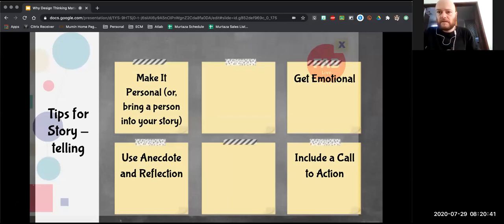Storytelling is one of the most powerful tools in the world. It has moved countries, it has moved communities. So write a 3-line story, make it personal, get a little emotional. Use an anecdote and reflection, and include a call to action. That's very important.